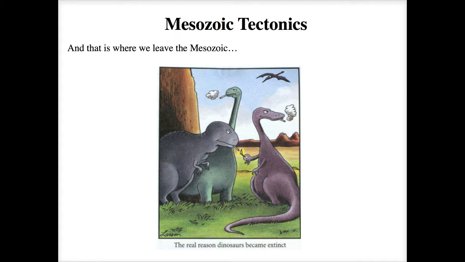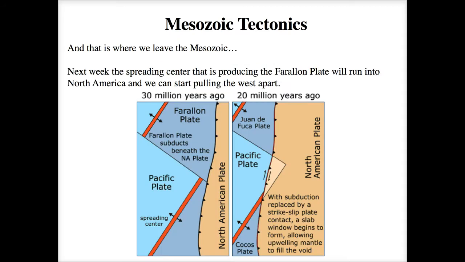Of course, here's what the dinosaurs could have died by, but next week we're going to go ahead and talk about Cenozoic tectonics, which I've told you before is that Farallon plate, which has been subducting underneath North America during the Mesozoic, is finally going to run into some trouble, right? It runs into North America, and the spreading center here gets subducted under North America itself, and that's what we think is going to start the Cenozoic extension.